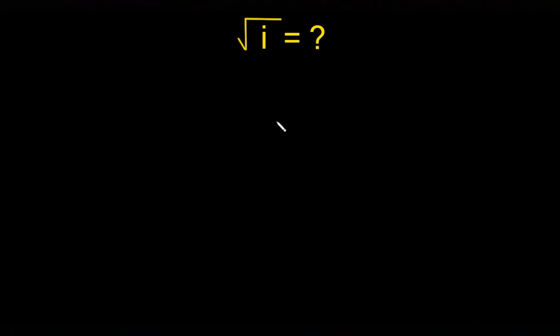Okay, so in this video, we're going to be talking about how to find the square root of i. Now, if you're on this video, you probably already know that the square root of -1 is equal to i, and we know that -1 is equal to i squared. But what happens when we take the square root of i?